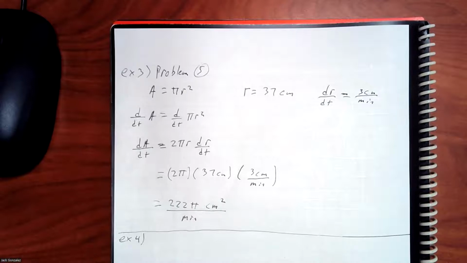Let's do the sphere. That one's interesting. So the radius of the sphere is increasing at a rate of 3 inches per minute. Okay. Find the rate of change of the volume.